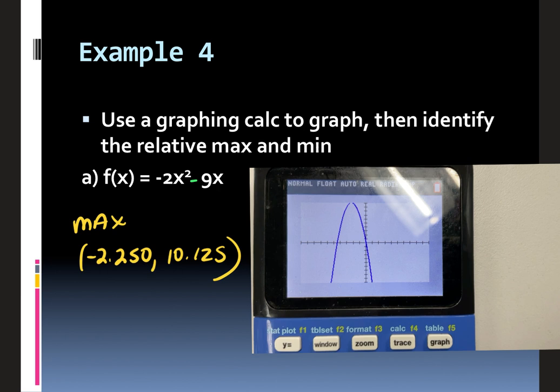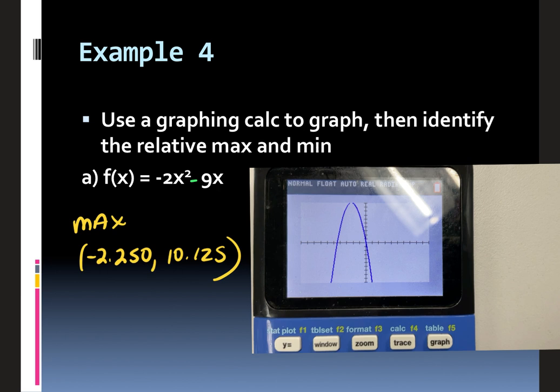Once you zoom in, how do you zoom back out? So there's 2 ways to zoom back out. You literally can hit zoom and go back out, like click out twice, or go to your window and set your window to the standard, which is negative 10, 10 on the x min and max, and negative 10, 10 on the y min and max.